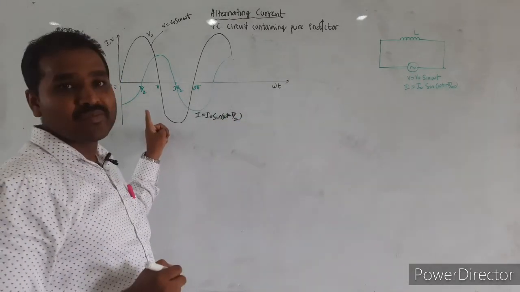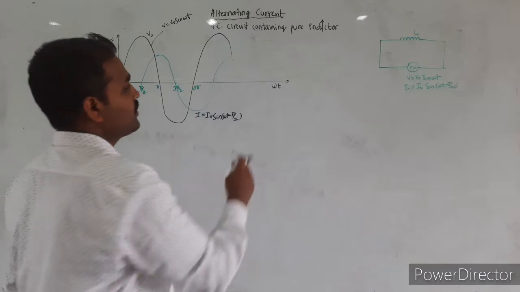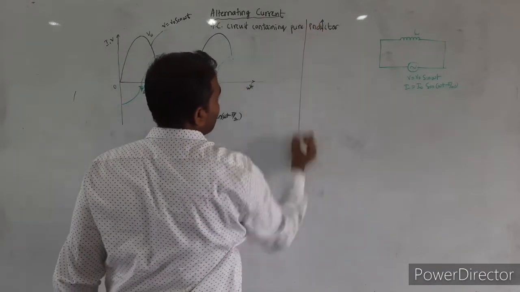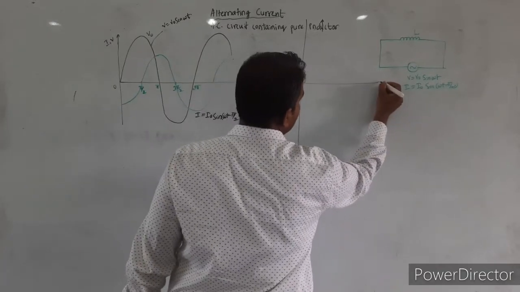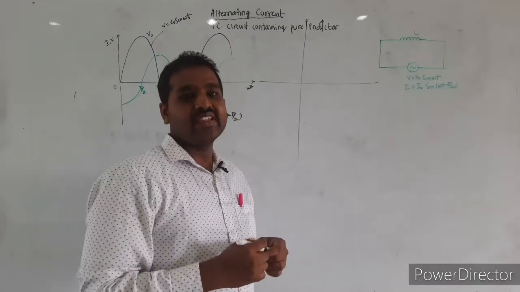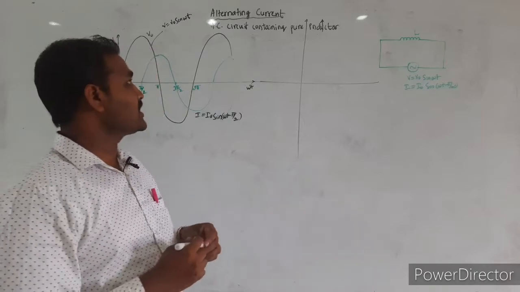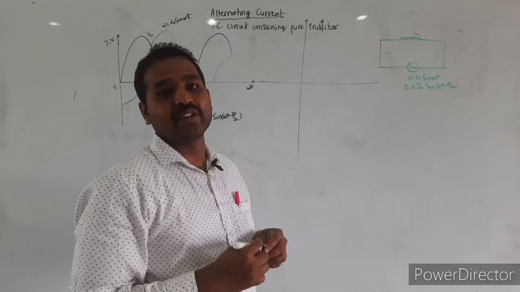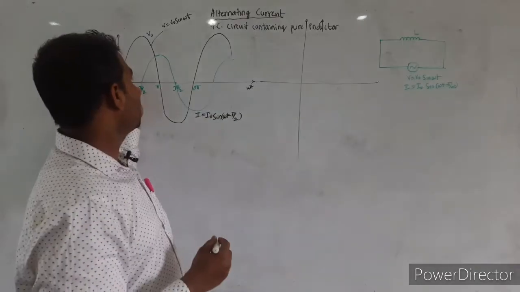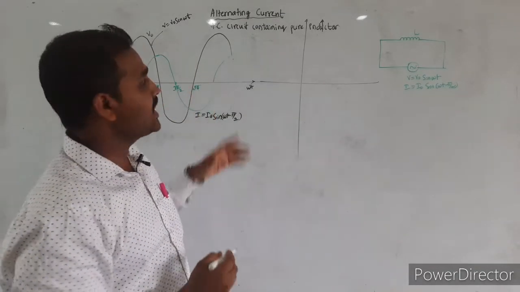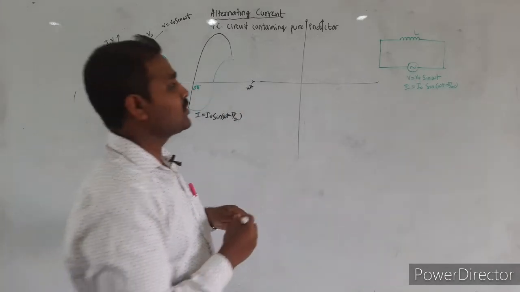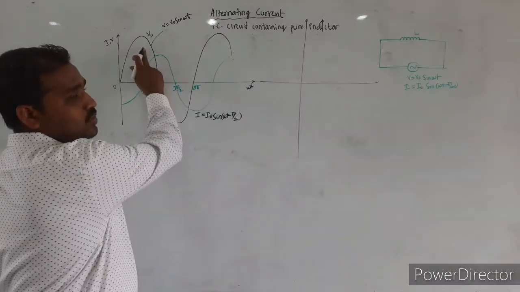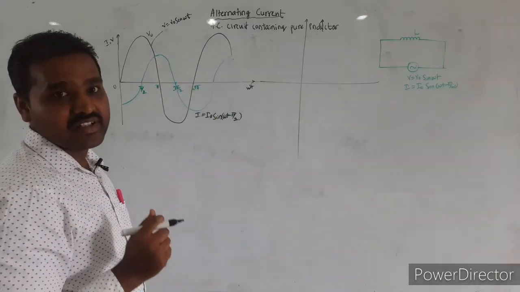Then how to represent the same variation using phasor diagrams? For that, let us consider a vertical axis like this. A phasor is a vector which is used to represent a physical quantity which varies sinusoidally with respect to time. Whatever we have represented graphically here, the same variation can be represented using a vector. So we shall see how to represent these alternating voltage and current using phasor diagrams.